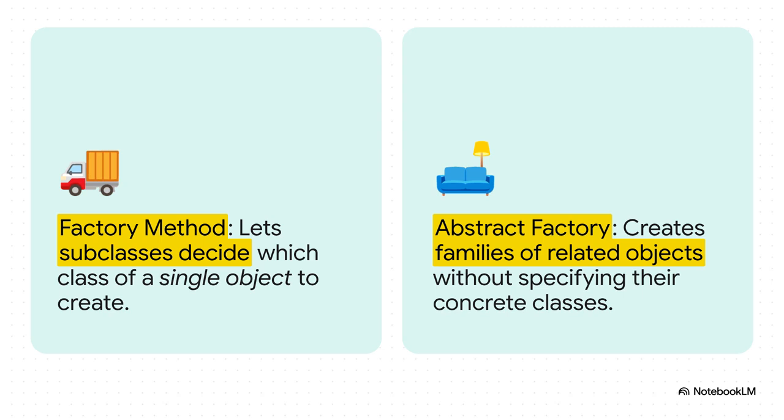Think of a logistics app. A road logistics class knows to create a truck, while sea logistics knows to create a ship. The decision is delegated. Abstract factory, on the other hand, is bigger. It's about creating whole families of related objects that are all meant to work together.